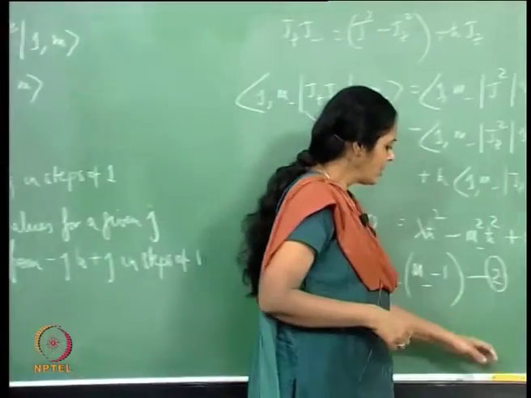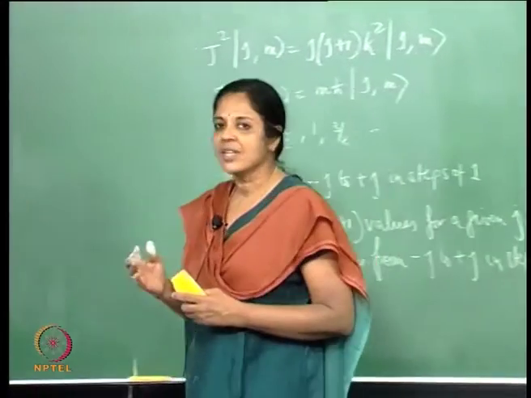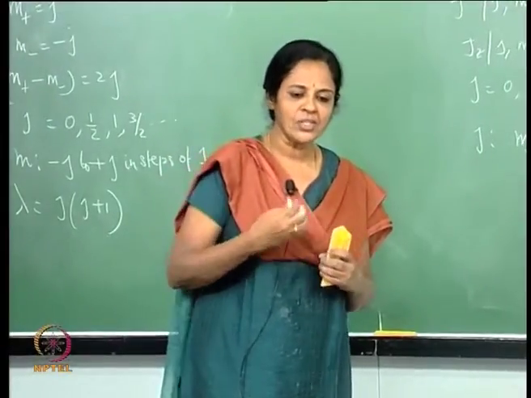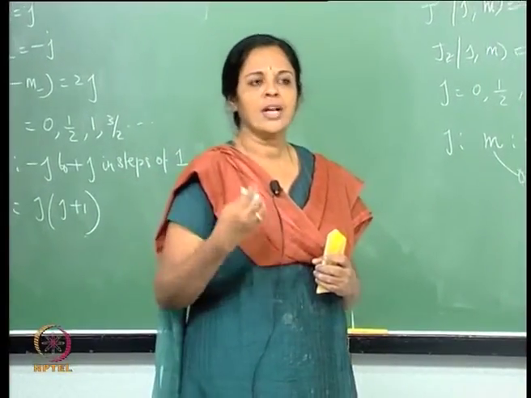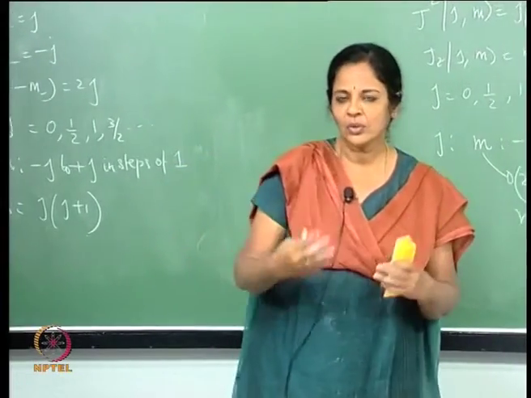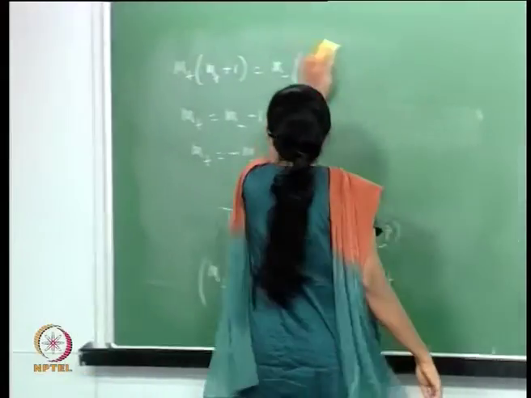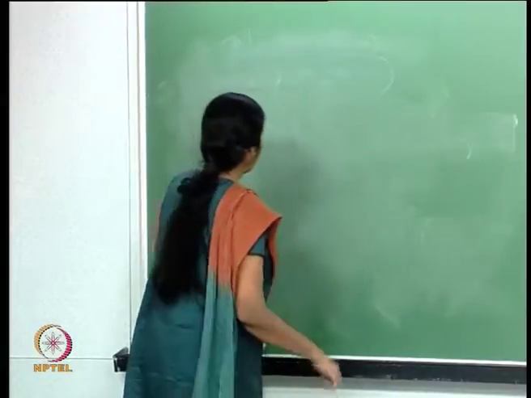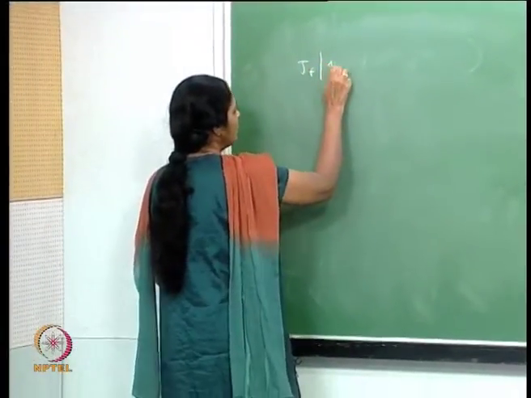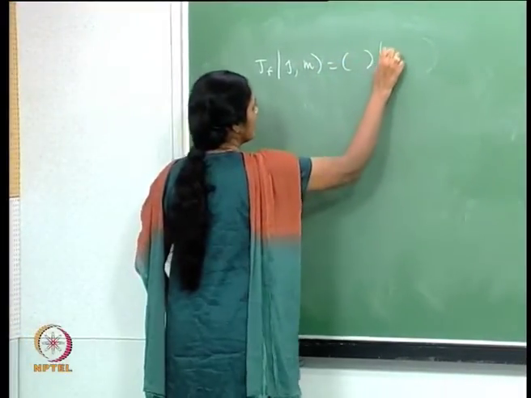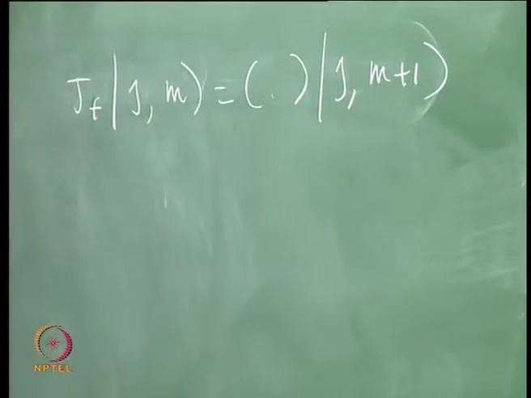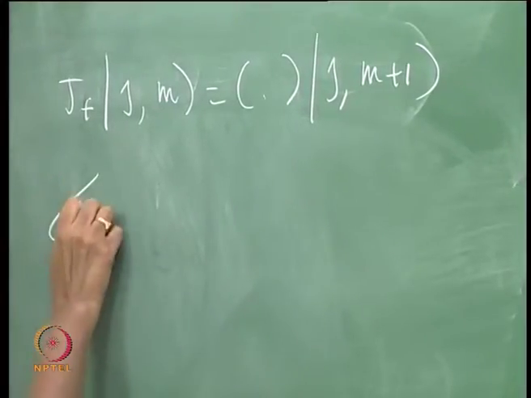We can now proceed and find out what exactly is the action of J plus on J comma M. We have realized that J plus is a raising operator. It takes J comma M to J comma M plus 1. But what are the coefficients? What is the coefficient outside? So for doing that, we need to find out this object. What is it that multiplies this J comma M plus 1? This can be handled in the following fashion.